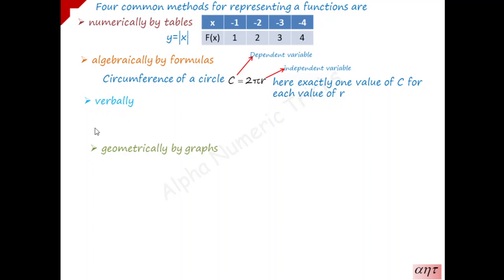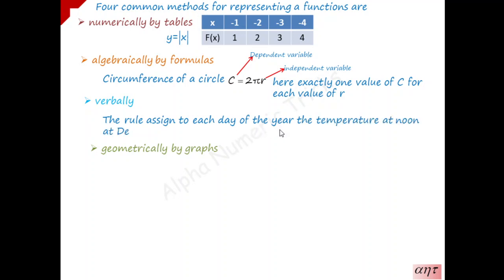Next one is verbally. Verbally, in a sentence form, we can write it. The rule assigned to each day of the year, the temperature at noon at Delhi airport. So we are considering the temperature at noon in the Delhi airport of each day of the year. Some rule is assigned here. So this is the way we can verbally represent the function.